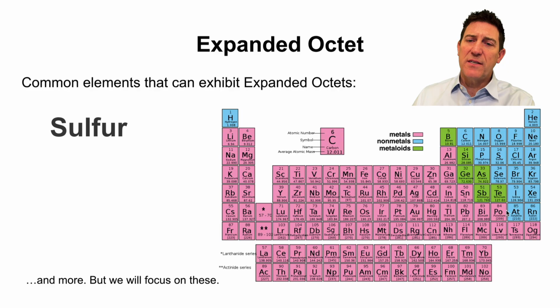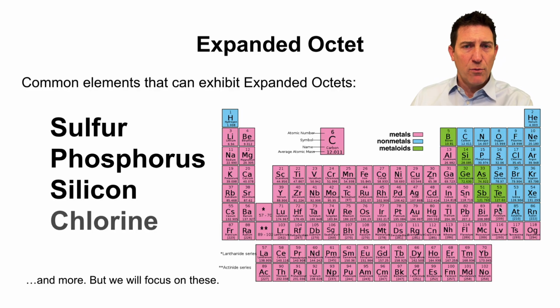There are common elements that exhibit expanded octets. I'm only showing these because if you're working with a teacher or a professor that's expecting you to be able to recognize them, then this is a good starting point. If you have a central atom that's sulfur, phosphorus, silicon, or chlorine, it is possible that it will have an expanded octet, but it depends on what it's bonding to. And that combination will determine if it has an expanded octet or not.